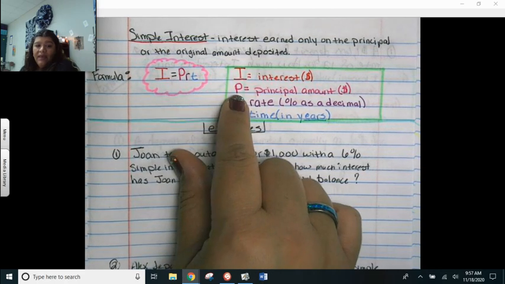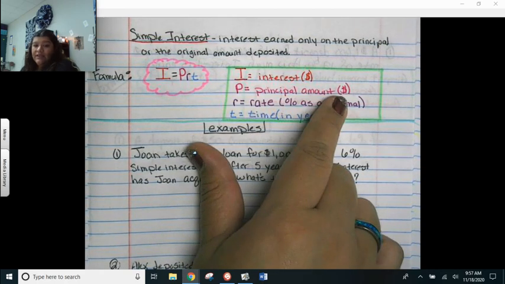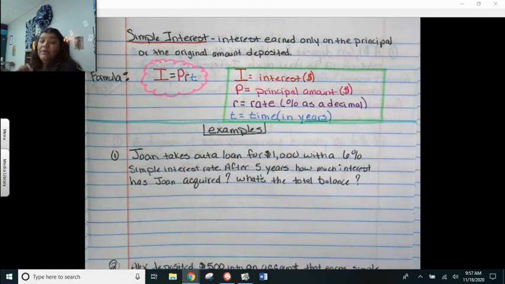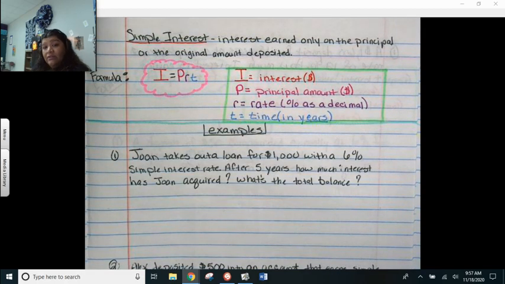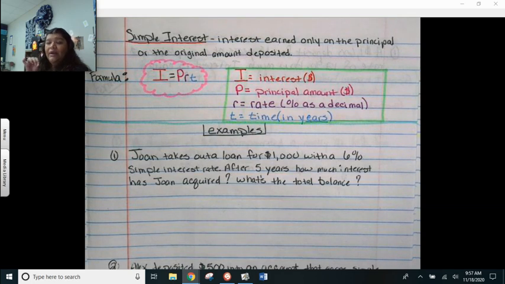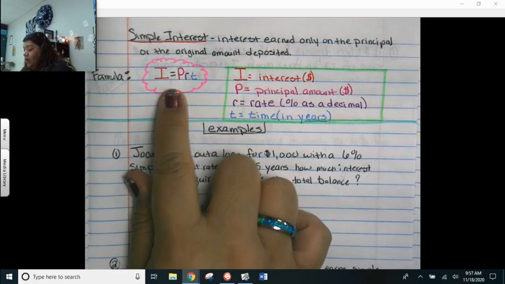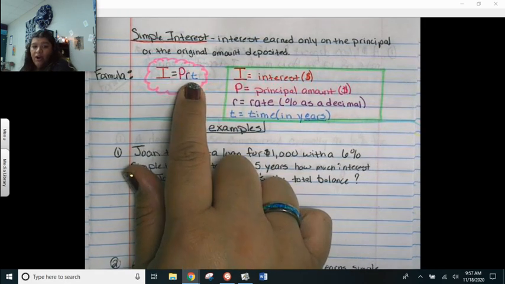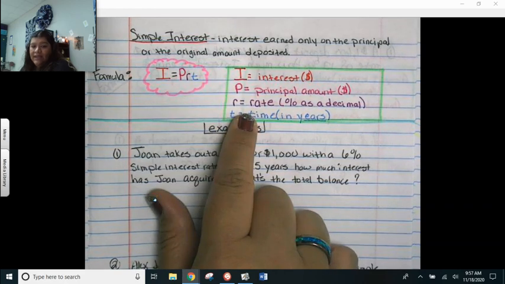P is your principal amount. It's also a dollar amount. Principal is how much money you deposited into your account, or how much you borrowed. So it's the initial amount of money you have, or borrowed. We're going to multiply that principal times R. R is our rate.